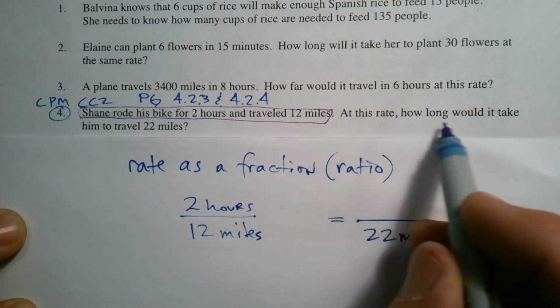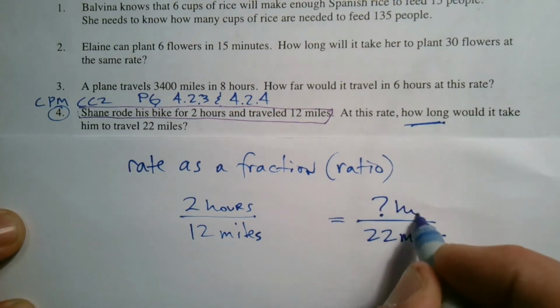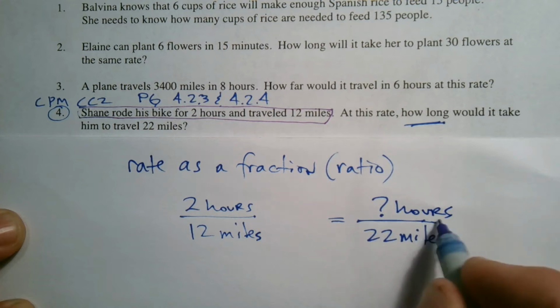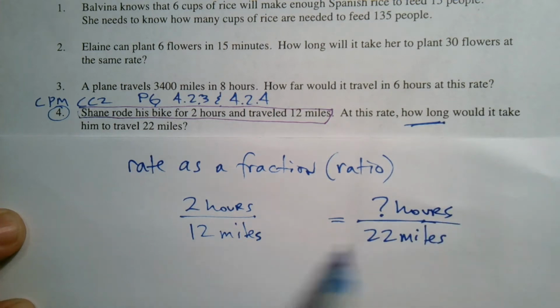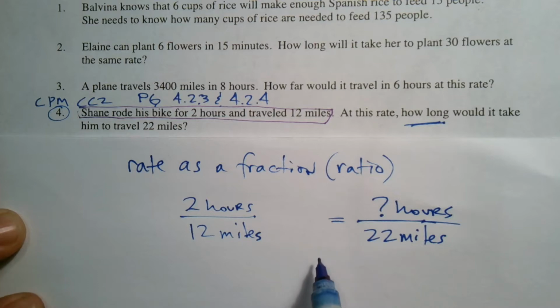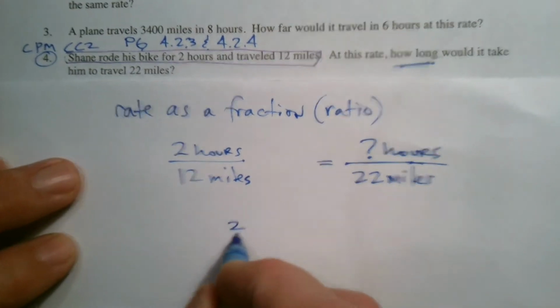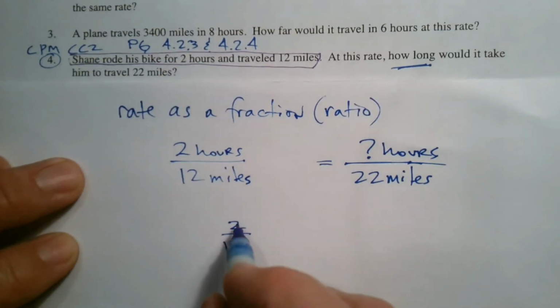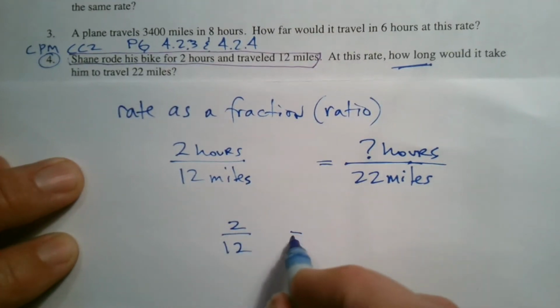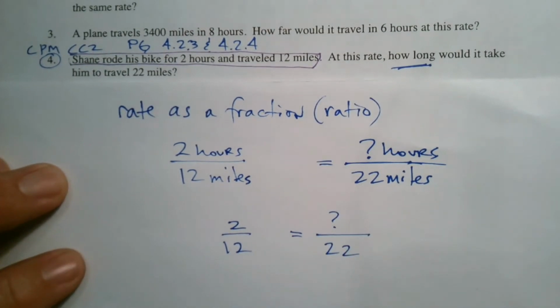And what I need to find is how long. Well, how long is my question mark. That's my how many hours for 22 miles. So now I've got these equivalent fractions, and I need to find that missing number there. So I'm going to rewrite these fractions without words so we can see the fractions themselves and do the math. So 2/12 needs to equal something over 22.